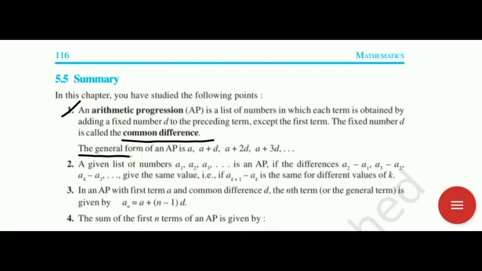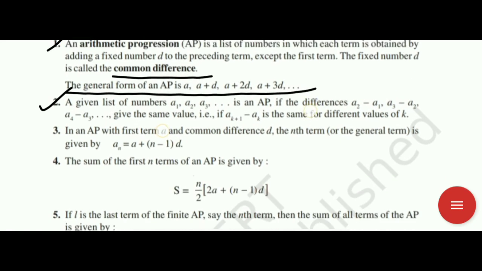And also here they have given the general form of AP. I have already given you. General form of AP is what? a plus d. How is a plus d? Because we are adding the common difference d. So a plus d. Then again we are adding the common difference, that means a plus 2d. Again add, a plus 3d. So it goes on. This is the standard and also you can say general form of an AP: a plus d, a plus 2d, a plus 3d. It goes on.